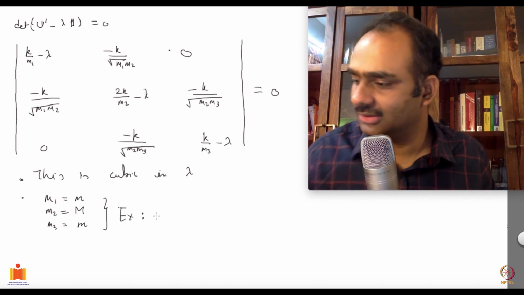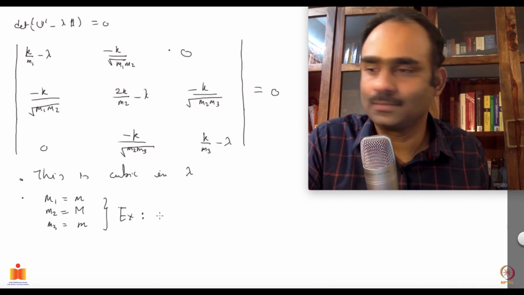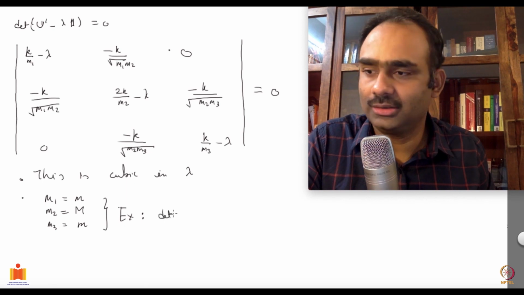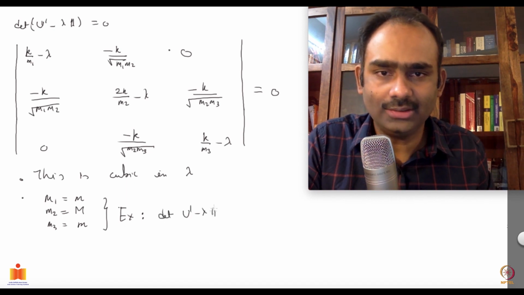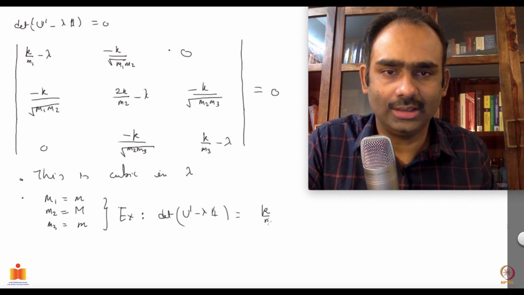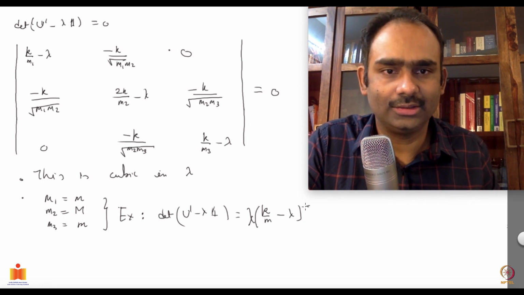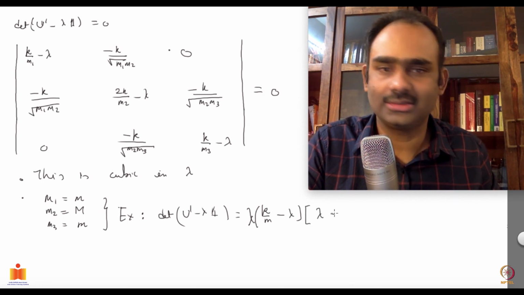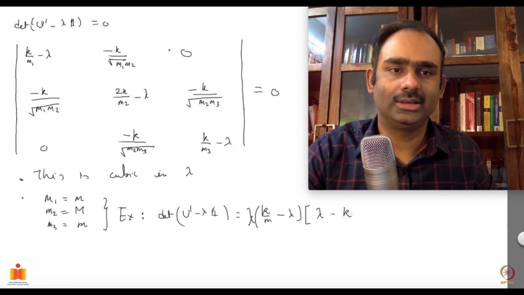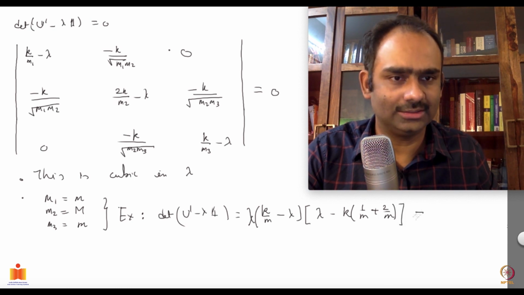It should be easy to show that with this, and this will be an exercise. Please check that you get the following. The determinant of u prime minus lambda 1 is lambda times (k over m minus lambda) times (lambda minus k (1 over m plus 2 over M)). That's what you should get, and this is 0.